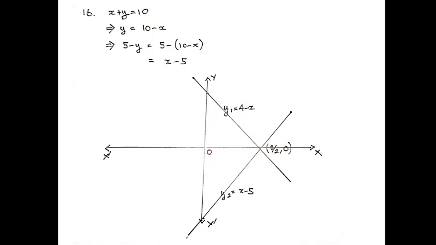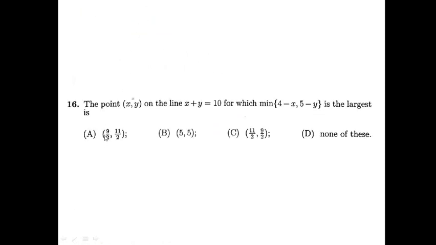x equals 9 by 2 is the meeting point. Okay, then you have to put this 9 by 2 value in here, x plus y equals 10, to get the value of y, that is 11 by 2. So our answer would be A, 9 by 2 comma 11 by 2.